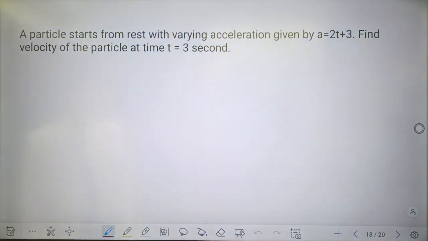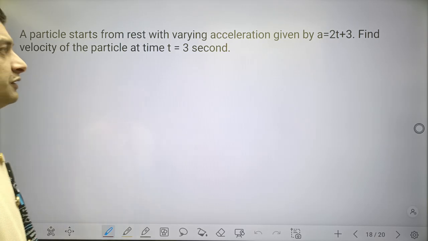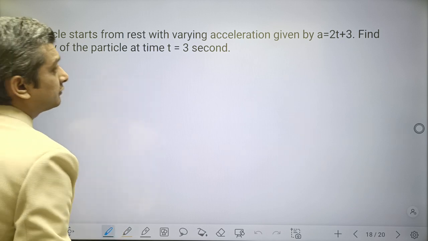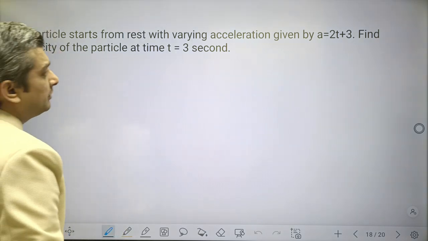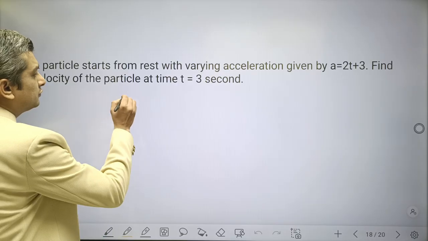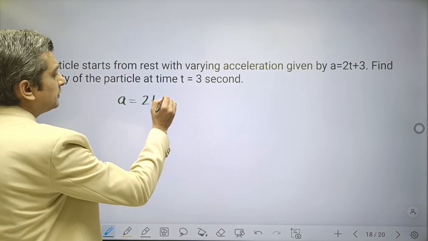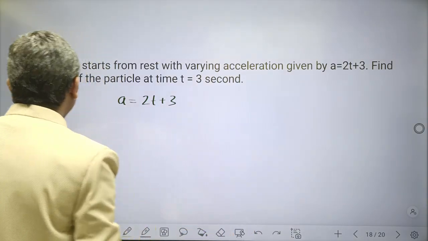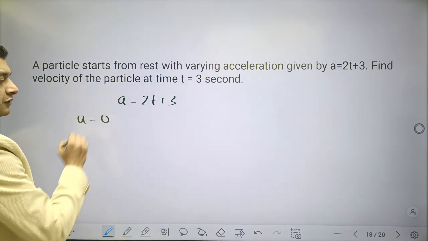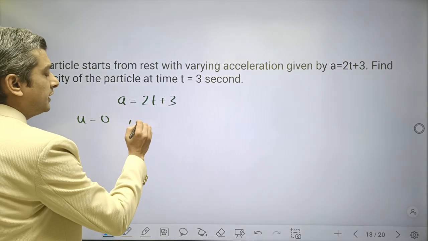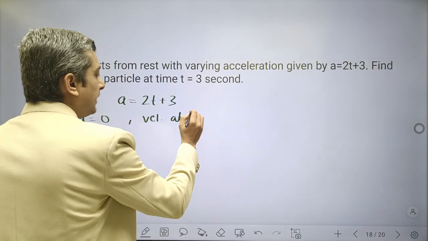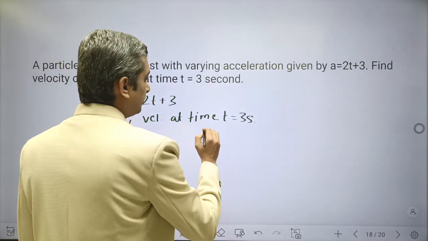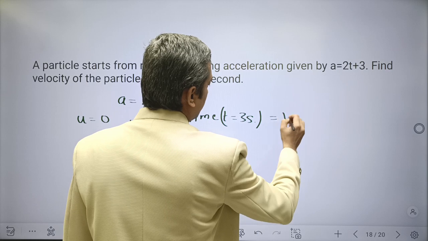Next, a particle starts from rest with varying acceleration given by a is equal to 2t plus 3. Find the velocity of the particle at time t is equal to 3 seconds. So a is given as 2t plus 3. Since the particle is starting from rest, its initial velocity is 0. And we have to find the velocity at time t is equal to 3 seconds. So let that velocity at time 3 seconds be v.